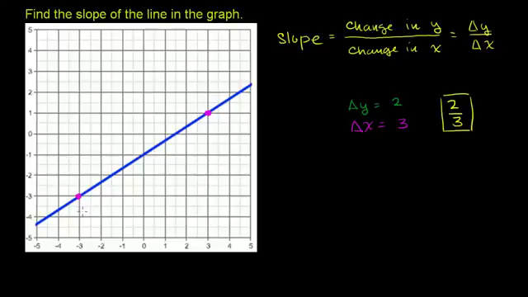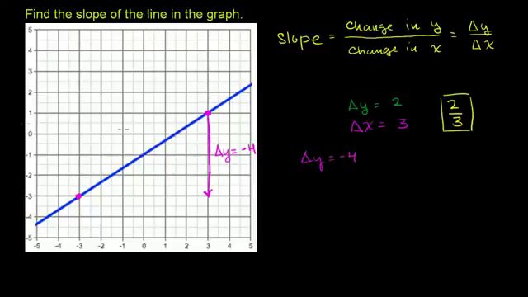So let's think about the change in y first. So the change in y, I am going down by how many units? 1, 2, 3, 4 units. So my change in y in this example is -4. I went from 1 to -3. That's -4. That's my change in y. Change in y is equal to -4.